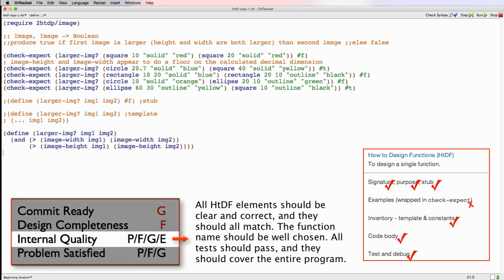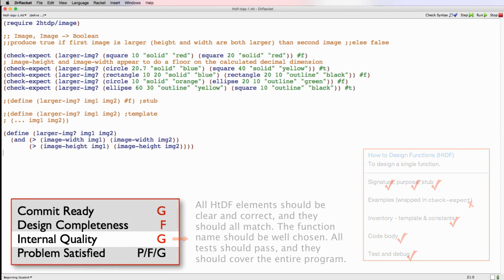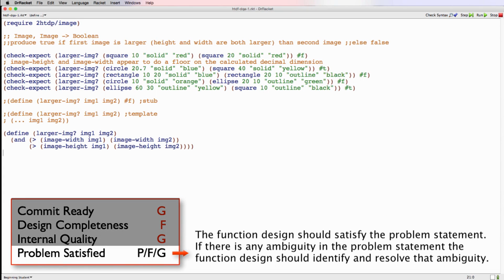So wrapping up on image quality, everything is great except for an insufficient number of tests, so we're going to score this as good on internal quality. Finally, does this function satisfy the problem statement? Well, it really does. It determines whether one image is larger than another. It has a very clear definition of what that means, so it resolved the ambiguity that so many of you tried to ask about on the forums.